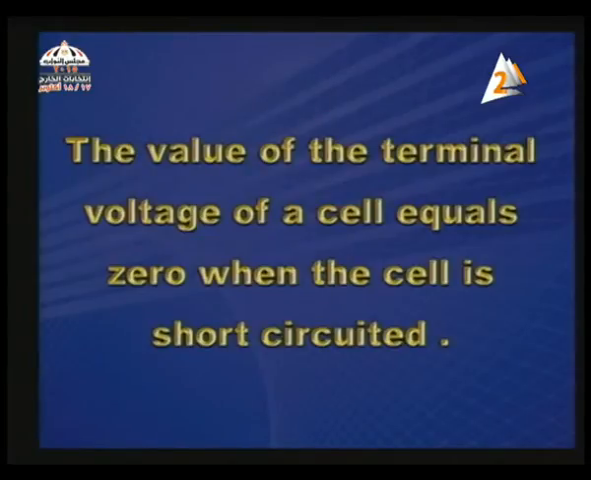It means the two poles of the cell are connected with a wire having no resistance. And what happens then? External resistance equals 0, so terminal voltage will be equal to 0. Let me say it again. When does the terminal voltage of a cell equal 0? When the cell is short-circuited. It means the two poles of the cell are connected to a wire which has no resistance.